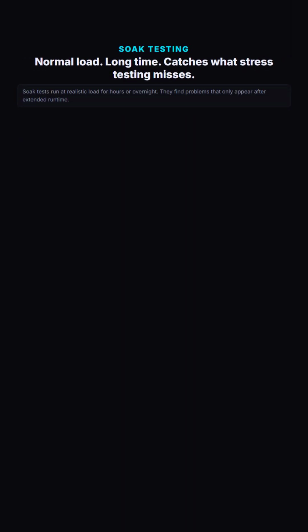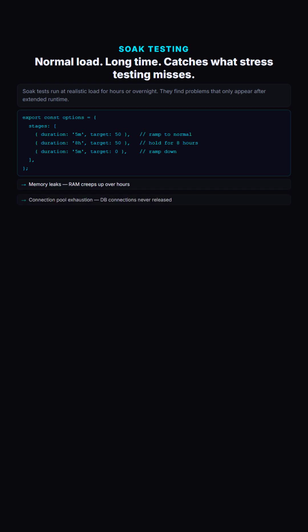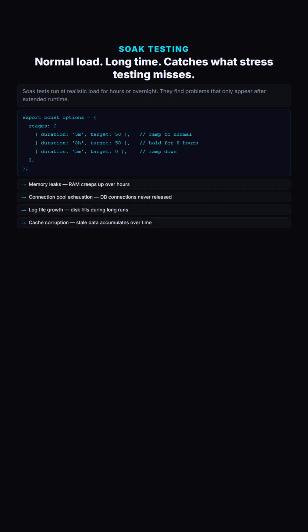Soak testing is the third type, and it is the one most teams never run, which is exactly why it is so valuable. A soak test runs your system at normal or moderately elevated load for a sustained period. Not 5 minutes. Not 30 minutes. Hours. Sometimes days. The bugs a soak test finds are the ones that do not exist at low iteration counts. They accumulate over time. A memory leak that adds 10 megabytes per hour takes 6 hours to become noticeable and 48 hours to crash the process.